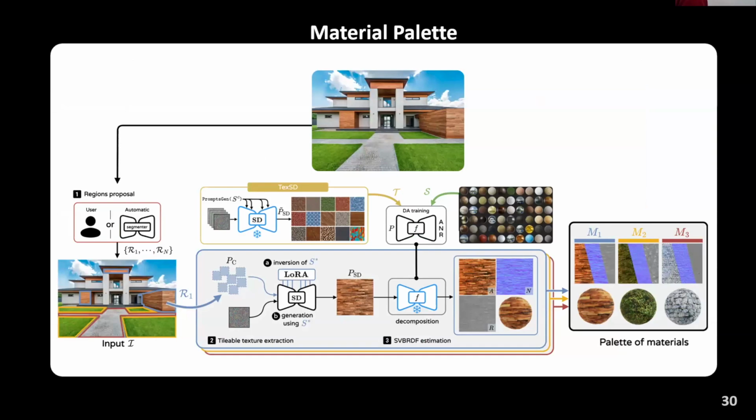So now that we have this domain adaptation strategy, we can look at the complete pipeline of Material Palette. We have an input image. We get some region proposals that can come from any method. It can be user-defined or come from a segmenter, for example. For each region proposed, we can extract a texture and decompose the texture in order to get the materials. The outcome of this pipeline is a real material palette of materials from the input image.